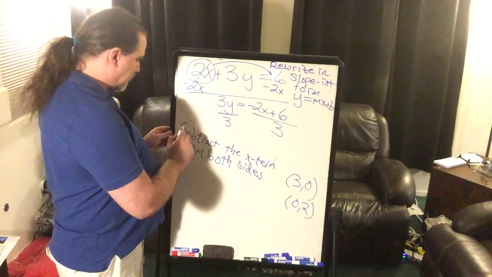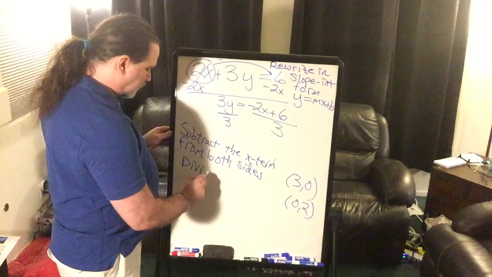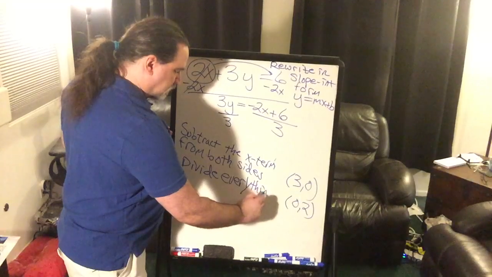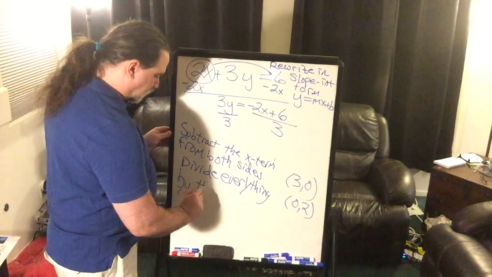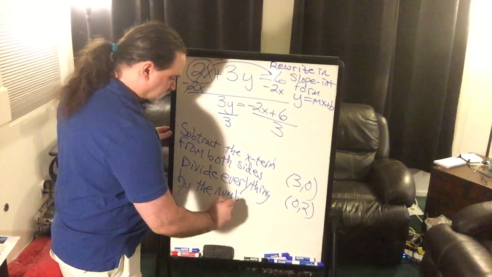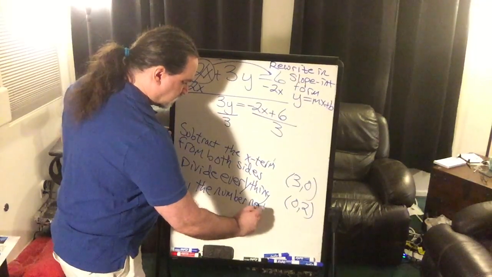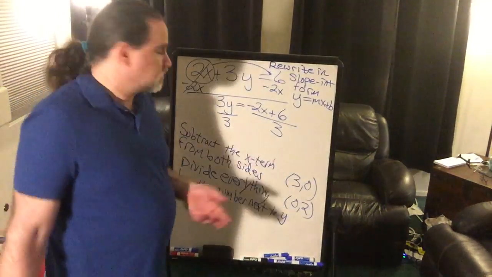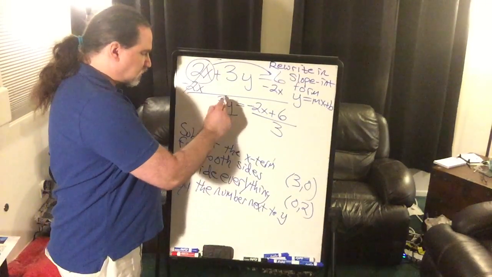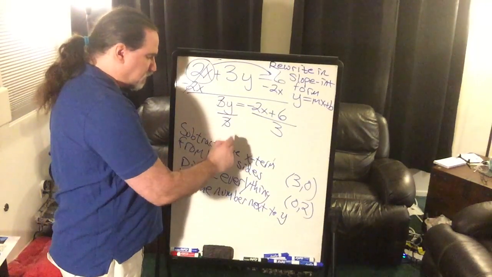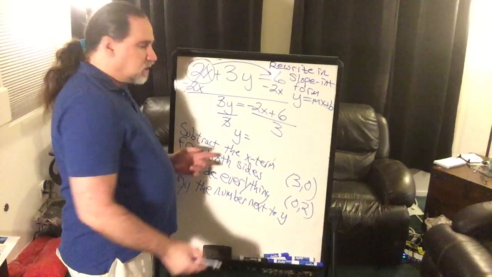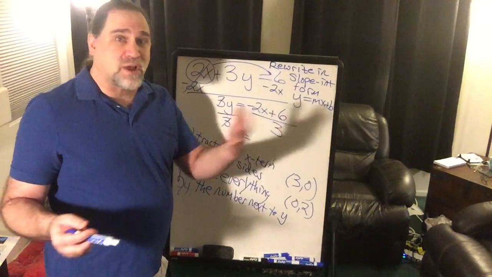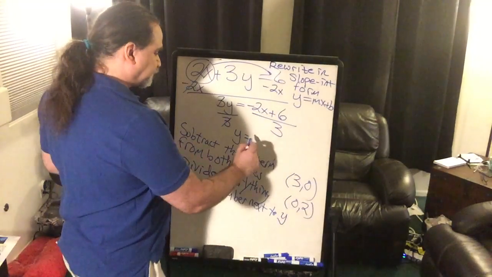And then the second step is going to be to divide everything by the number next to y, whatever it is. In this case, 3. So that's going to reduce these 3's down, leave me with just 1y. I'm not going to do a decimal, never decimals. Fractions we like because then they have a rise and a run. It makes it easier to graph.